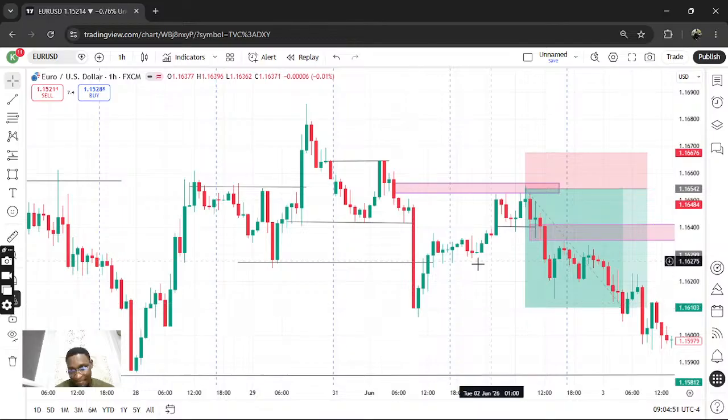So after that, what happened next? If you look at this particular point, what do you think is the order block at this particular point? Just think about it, maybe for a few minutes, and then I will explain. Looking at this particular point.